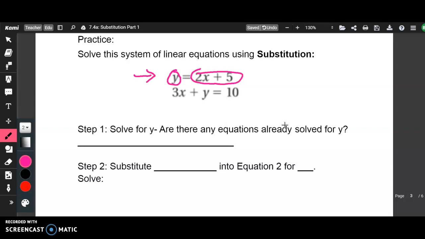If I wanted to solve for y and put something here in step 1, I would just say that y equals 2x plus 5. Now it says substitute blank into equation 2 for blank. Well, I already know what y equals, so I'm going to substitute something in for y. And the thing that I'm going to substitute is whatever y equals. We figured out that it was 2x plus 5.